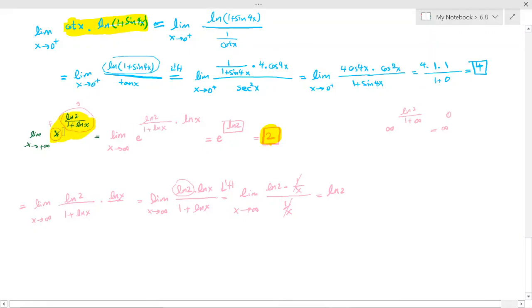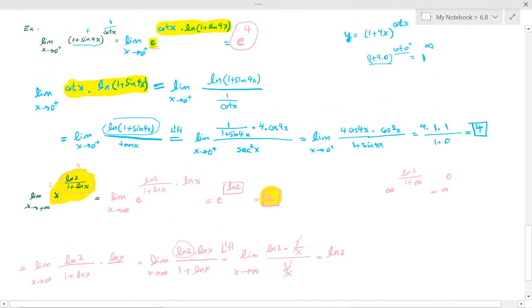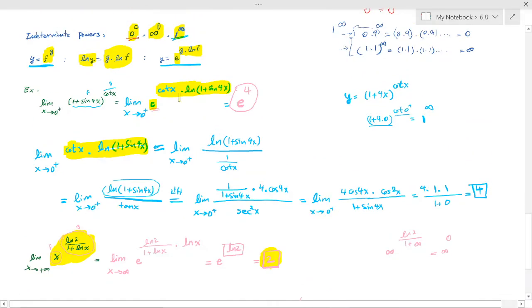It's not obvious that the limit is 2, but if you go through the process carefully, you'll notice that the limit will be 2. Okay, so this last indeterminate form is the most complicated one. And most of the time, you write it as this, and you just need to find the limit of the exponent. And e to that result, whatever you find, is the limit value.